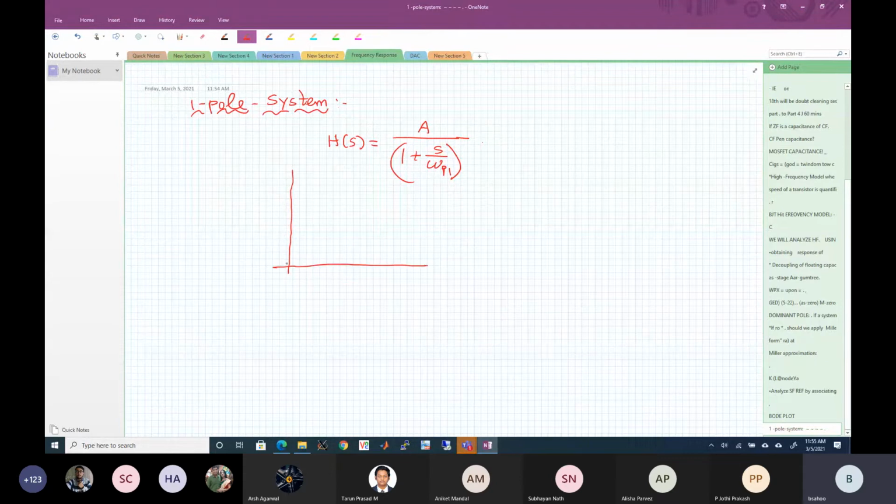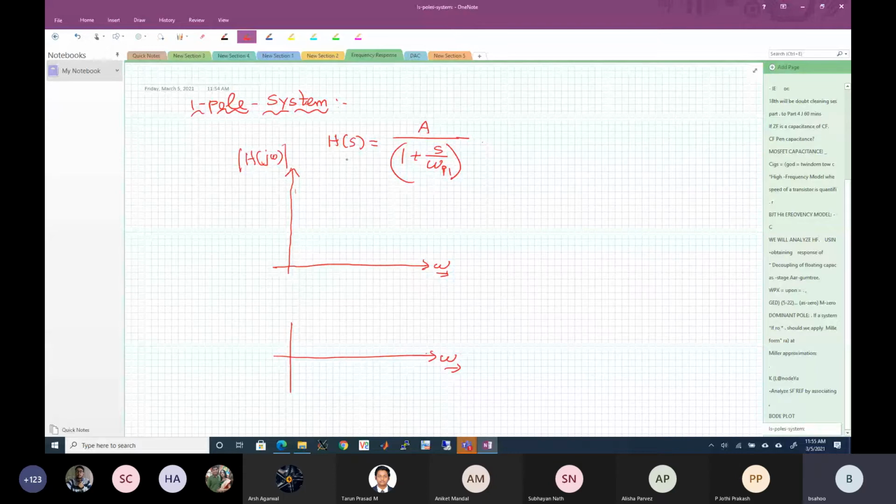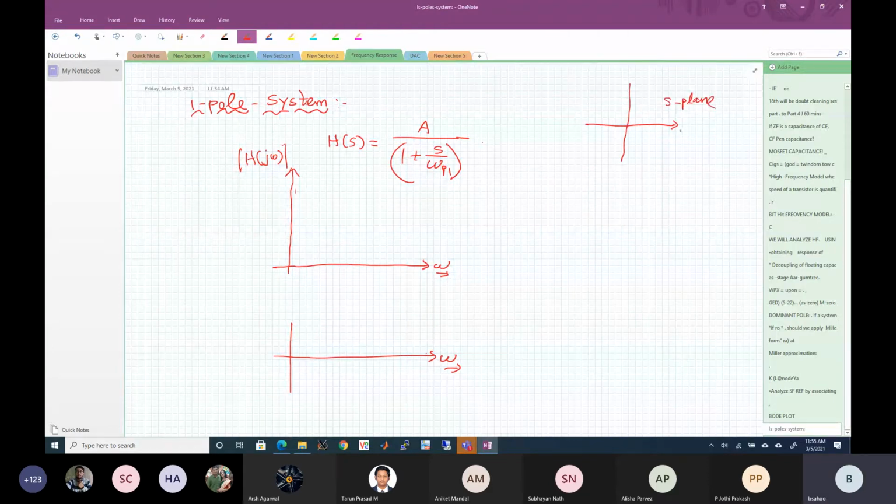The Bode plot has two responses. One is the magnitude response and the other is the phase response, as a function of omega, the frequency axis. And this is the gain, the magnitude of H of j omega. So keep in mind it is H of s, but I'm computing the magnitude along the j omega axis of the s plane. So this is the s plane, with sigma and j omega axis.